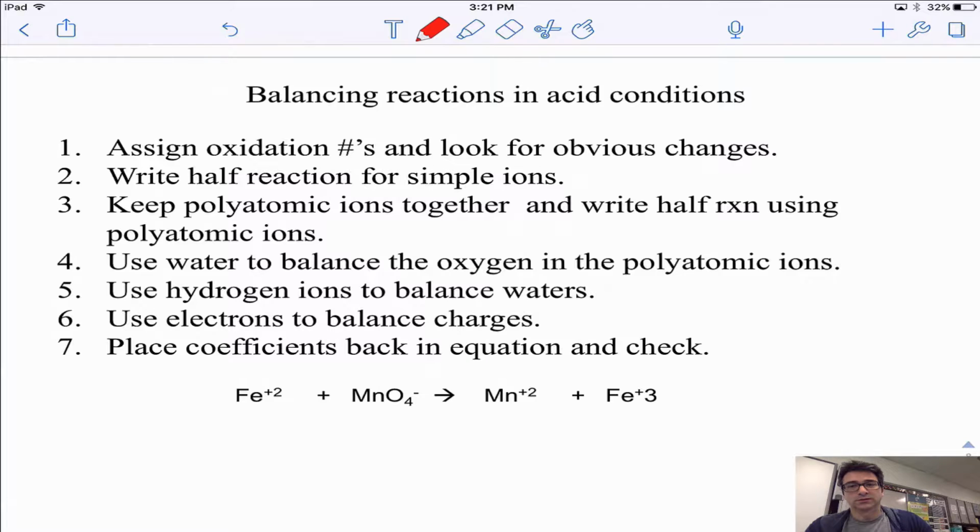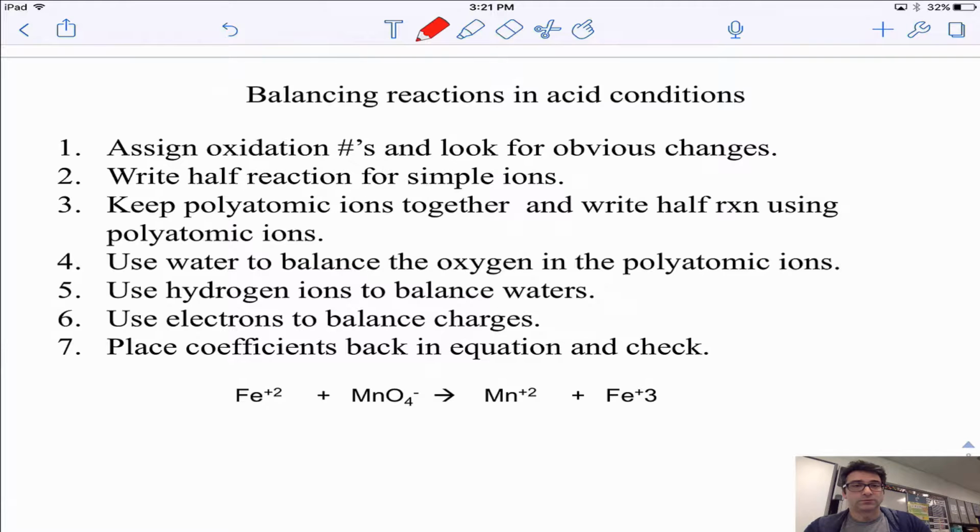So far we've done simple balancing reactions where you just find out how many electrons were either lost or gained. You balance the two half reactions, you make sure that the electrons have the same number lost and gained, and from there you could either plug it back into the equation or write an ionic equation. Now in this case we're going to have things that are more complicated.